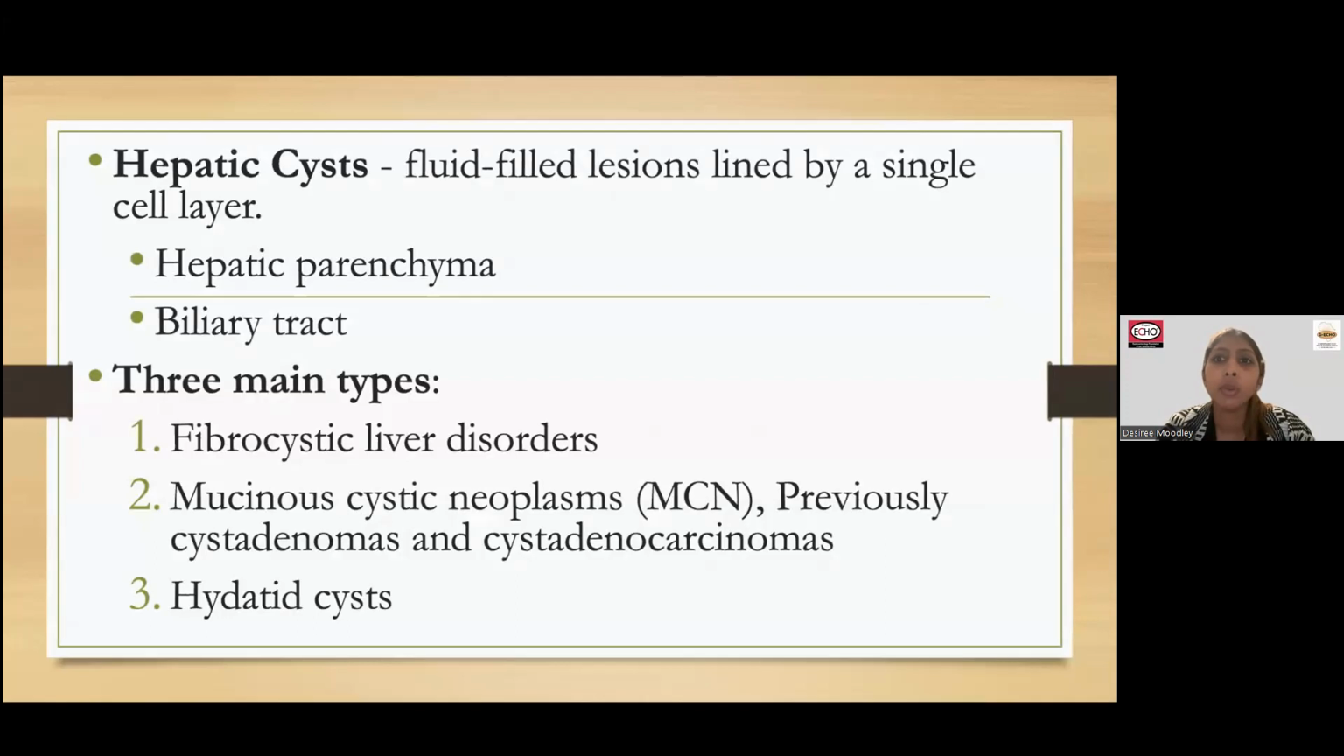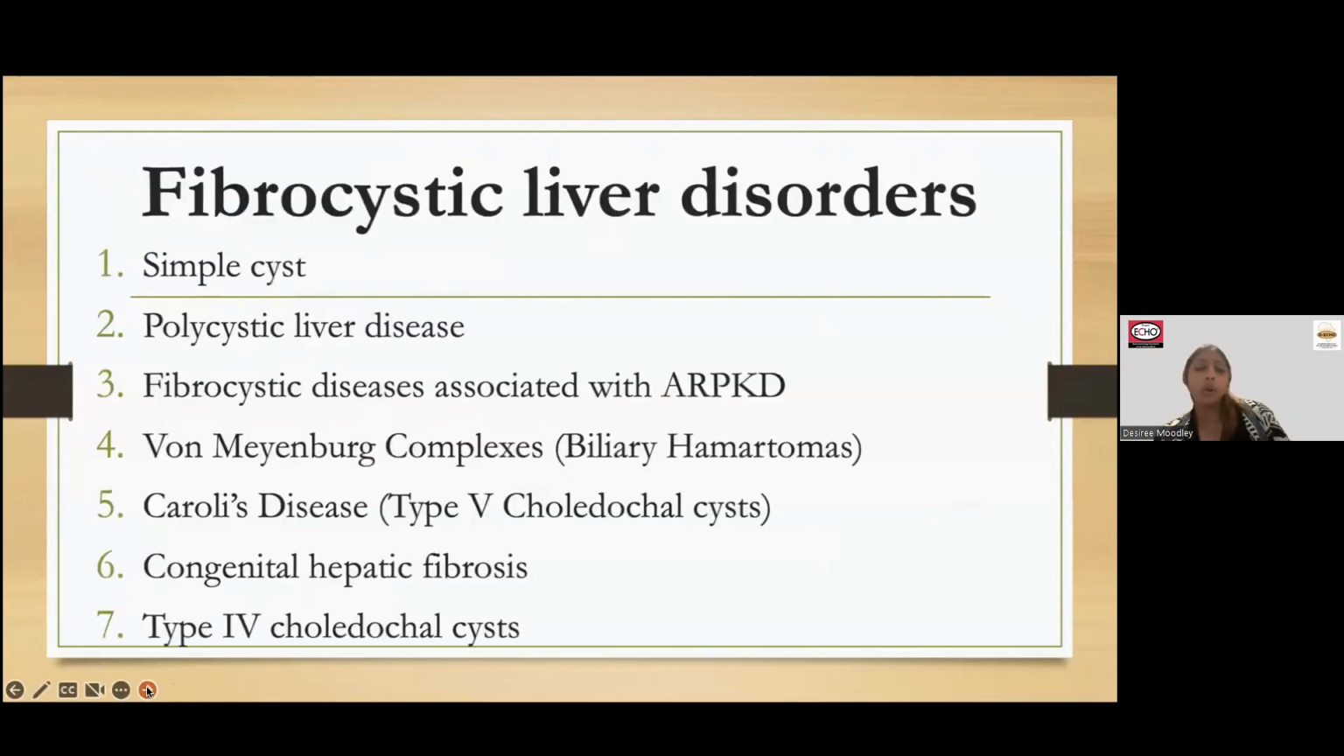Hepatic cysts are fluid-filled lesions lined by a single cell layer, either in the hepatic parenchyma or in the biliary tract. Of the non-infectious type, there are three main types: fibrocystic liver disorders, which are due to bile duct growth plate abnormalities; mucinous cystic neoplasms, which were previously called cyst adenomas and cyst adenocarcinomas; and then hydatid cysts. The fibrocystic liver disorders consist of about 7 different types of cysts, and I'll now go into these.